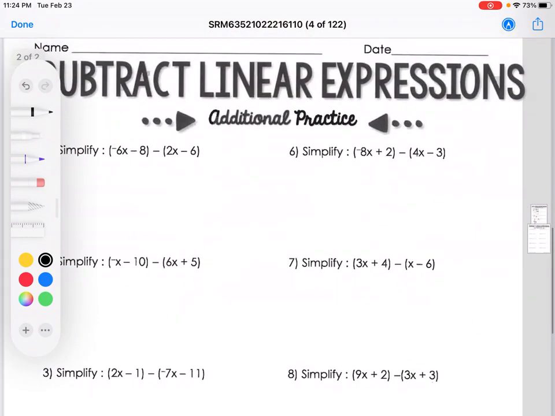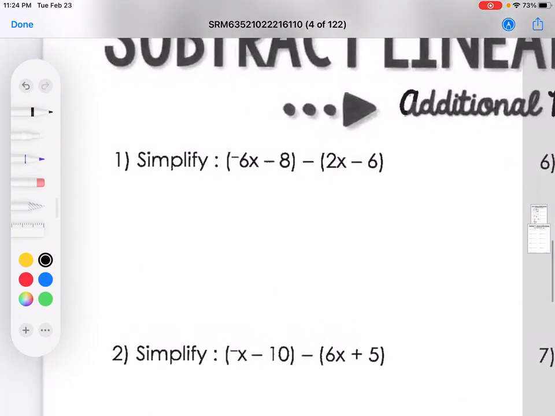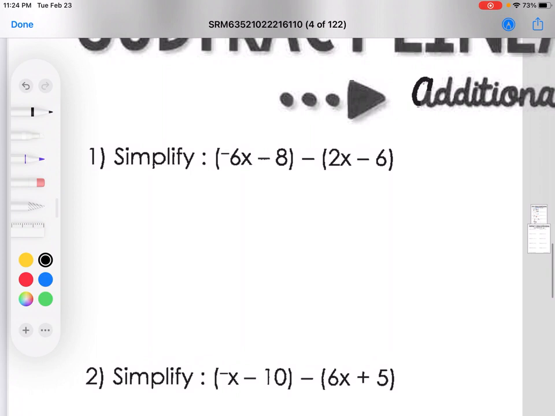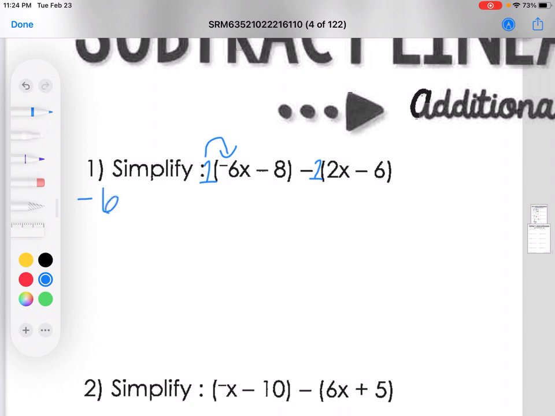Okay, so we're going to move to subtraction. Same thing applies. I can use distributive, or I can line them up. Remember, if there's not a number outside my parentheses, that means there is an imaginary 1 there. So if I use the distributive method, I would have 1 times negative 6x, which is negative 6x, and then 1 times negative 8, which is negative 8.